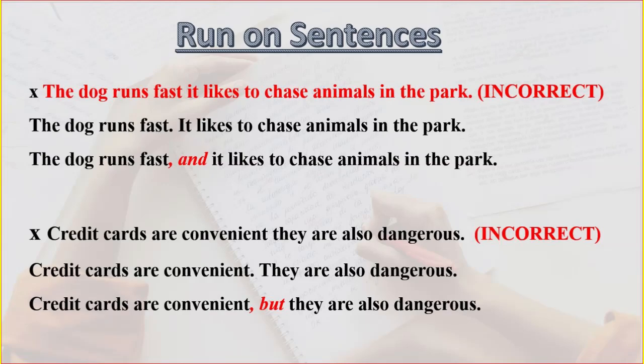The second way is to insert a suitable conjunction according to the context of the sentence and make it grammatically acceptable. But be careful. You need to add a comma before the conjunction. Without the comma, the answer is wrong. So, now the second version reads, "The dog runs fast, and it likes to chase animals in the park." The same solution can be applied to the second sentence. As usual, make a full stop or add a conjunction and a comma before it.